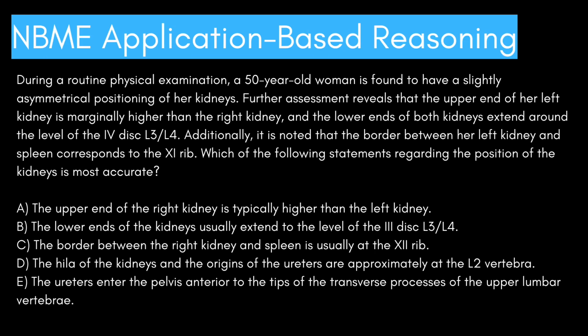During a routine physical examination, a 50-year-old woman is found to have a slightly asymmetrical positioning of her kidneys. Further assessment reveals that the upper end of her left kidney is marginally higher than the right kidney, and the lower ends of both kidneys extend around the level of the intervertebral disc L3 to L4. Additionally, it is noted that the border between her left kidney and spleen corresponds to the 11th rib. Which of the following statements regarding the position of the kidneys is most accurate?